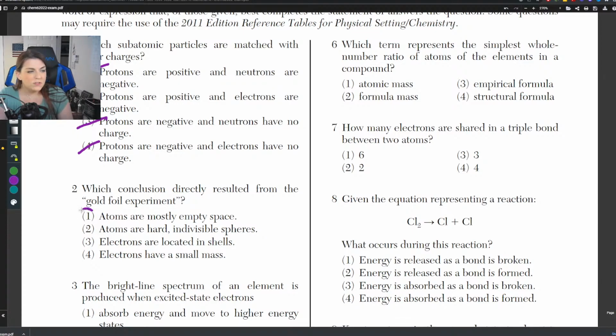Atoms are hard, indivisible spheres was Dalton. Electrons are located in shells. This shell/orbital thing, that's Bohr. And atoms have a very small mass. They kind of figured that one out from the jump. That would be even before Dalton. That would be Democritus way back when.